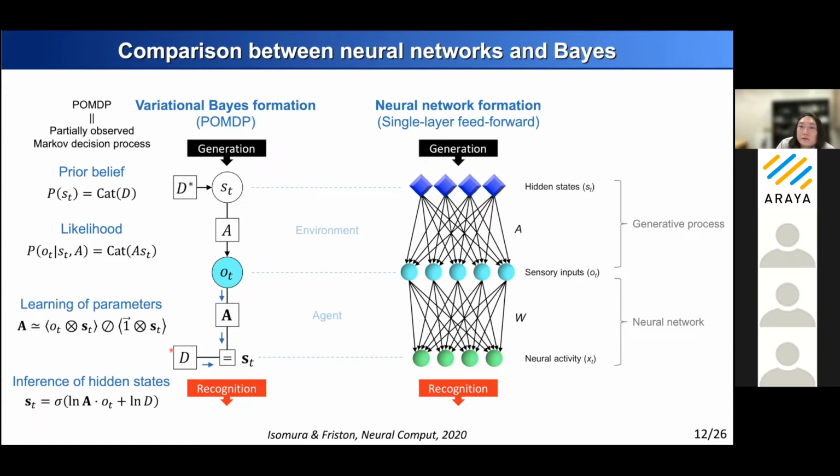On the other hand, for neural network, we consider a simple single layer feedforward network. Here, upper part corresponds to external generative process that generates sensory input. So this process is exactly equal to this process in the left-hand side. And the neural network is here. So we have sensory input O, and by computing the weighted sum of sensory input weighted by synaptic matrix W, we get the neural activity X. So this is a type of neural network we consider in this part.